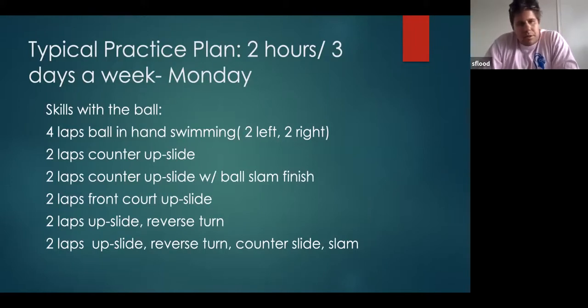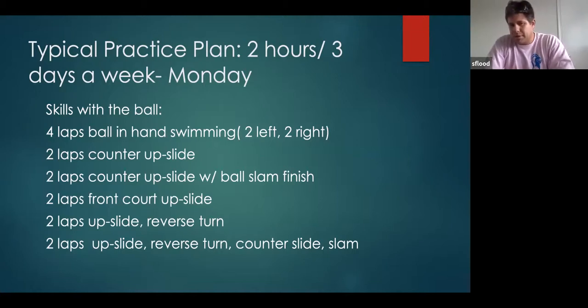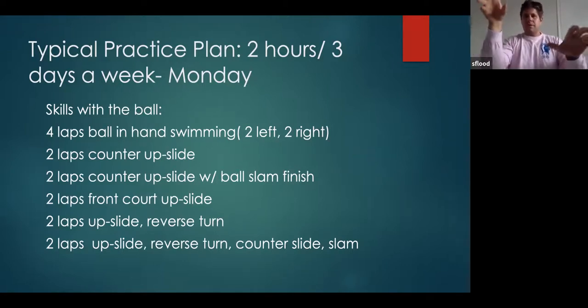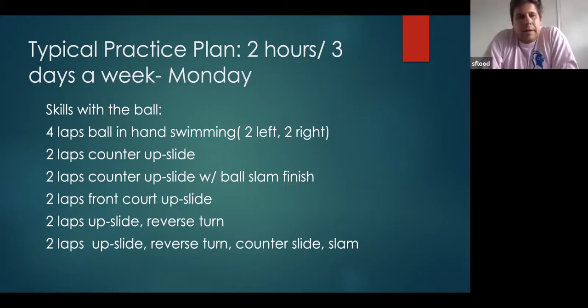I do it as a series. Then you do 2 laps of the counter upslide, where you do maybe 2 of them, and then a ball slam in front of your face. You're finishing, and you can have the kids rotate and finish on their side, or finish on their front, sculling to the right or the left, and finish and slide. Then 2 laps of just a regular front court upslide, getting used to attacking the defense.